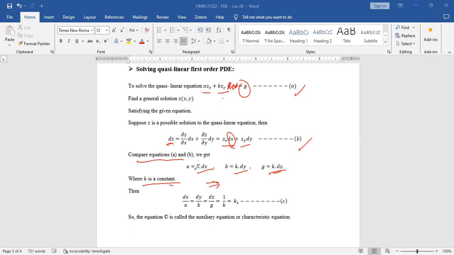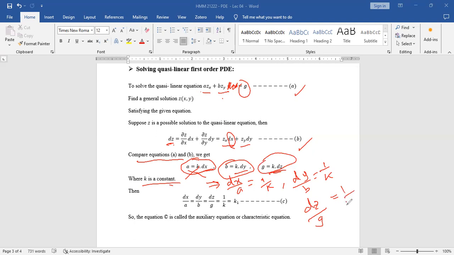From this, consider only this equation. If you take dx divided by a, the only thing remaining is 1 over k. This k will go this way. Similarly, if you take this equation, dy over b is again equal to 1 over k. I'm taking the same k for everything. Similarly, dz over g gives 1 over k again.